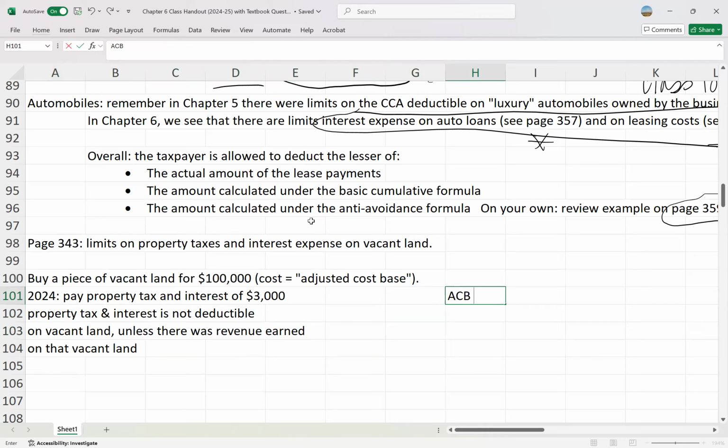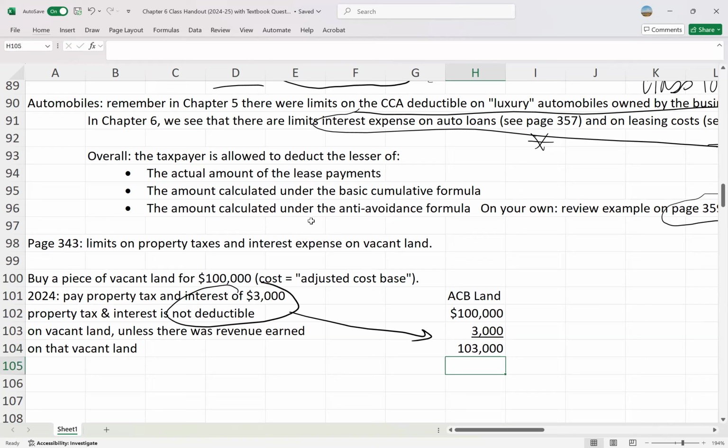The adjusted cost base of the land, remember we said it was bought for $100,000. This 3,000 that is not deductible basically gets added to the adjusted cost base of the land. So the land will now have an adjusted cost base of 103,000, which is higher. So if they eventually sell the land, they have a higher cost, so the gain will be lower. They don't lose that 3,000, they just don't get to deduct it this year. They add it to the cost of the land.